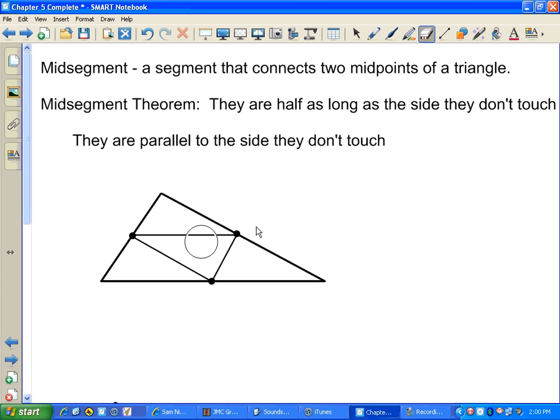In addition to the parallel lines, this line here is half as long as this side of the triangle. So if this side is 10, this one would be 5. Okay, and since I know that this is the midpoint, I know that this is 5 and this is 5. So really what we get is these three things are congruent. These three things are congruent. And these three things are congruent.